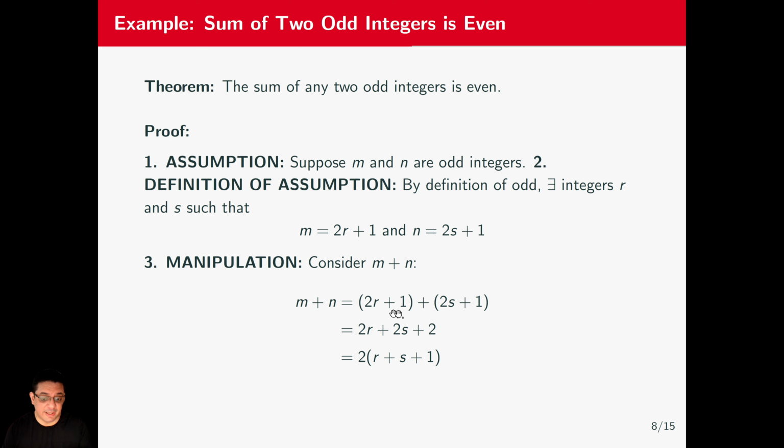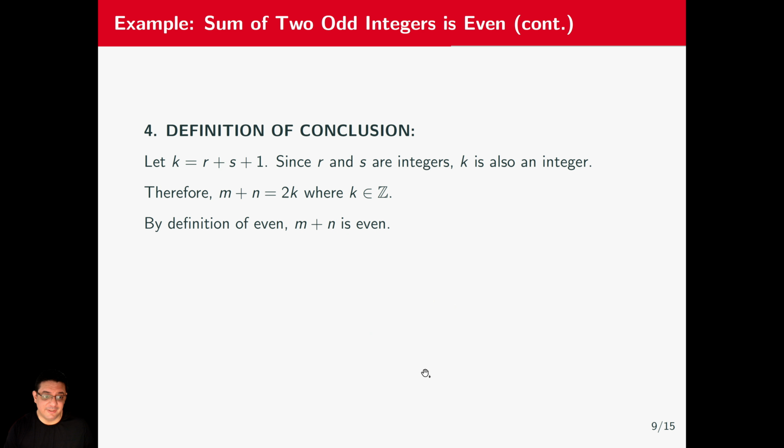and then m plus n is 2r plus 1 plus 2s plus 1. Now we add those things together and we get 2r plus 2s plus 2. We can now factor that 2, and we get that this is twice r plus s plus 1. But this r plus s plus 1 is an integer. Why? Because r is an integer, s is an integer, 1 is an integer. So this entire thing is an integer. And then we can see it as m plus n is 2k. That is the definition of the conclusion. We're saying now the sum is an even integer.